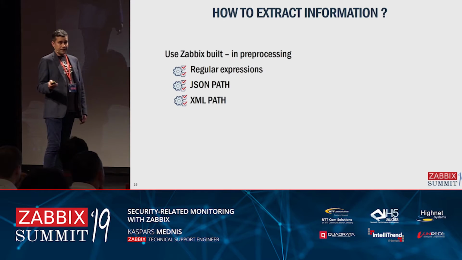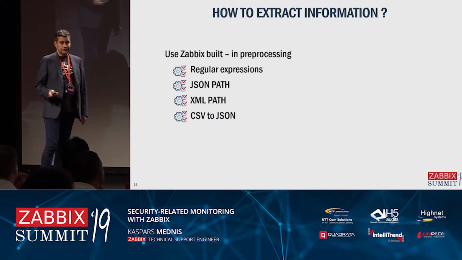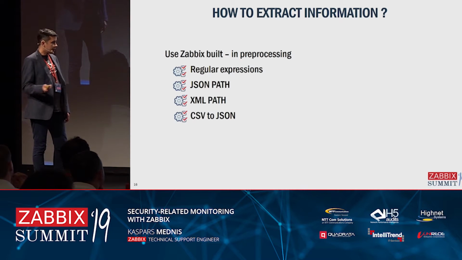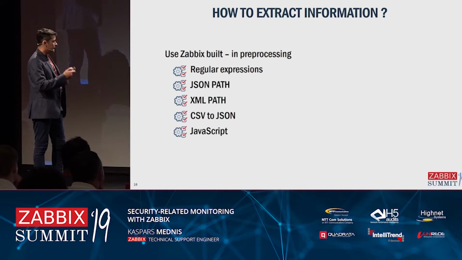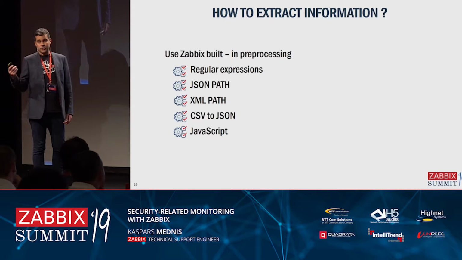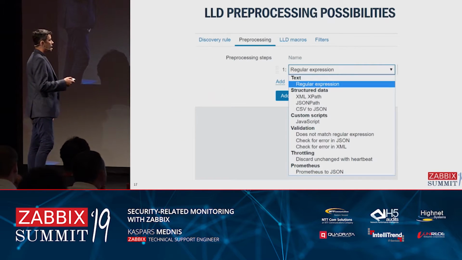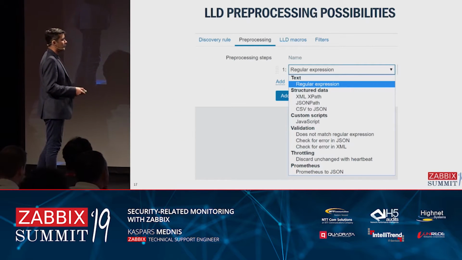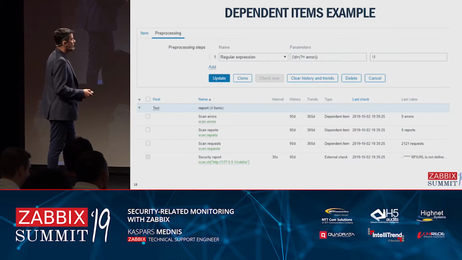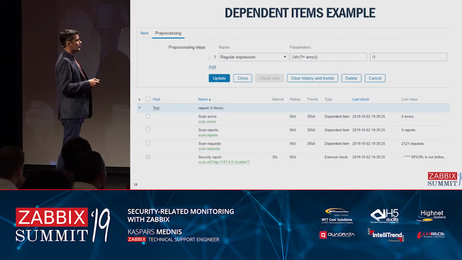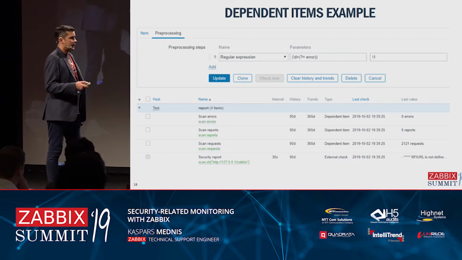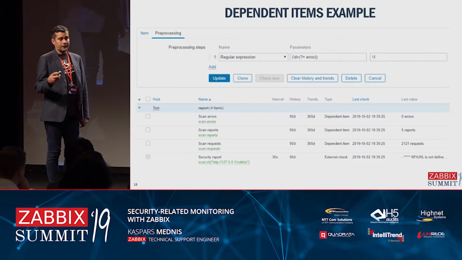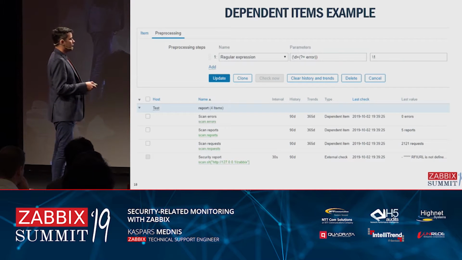If you are using Zabbix 4.4, you can use comma separated to JSON, and if that's not enough for you, you can still go and write some JavaScript. Okay, here are all the options which you have, and this is how to extract. So let's say my report gave me a number of found vulnerabilities, like 5, and here you will have report.